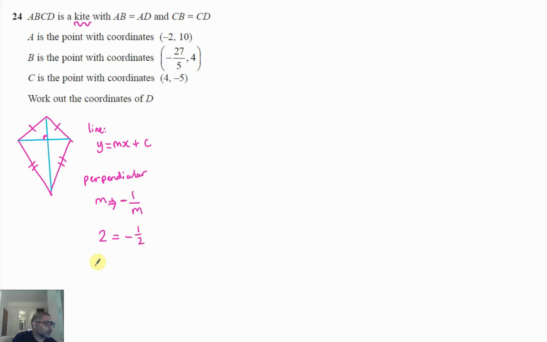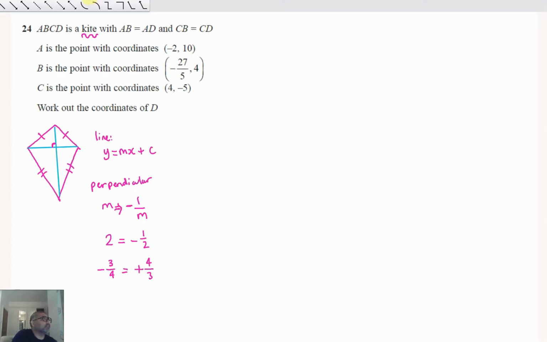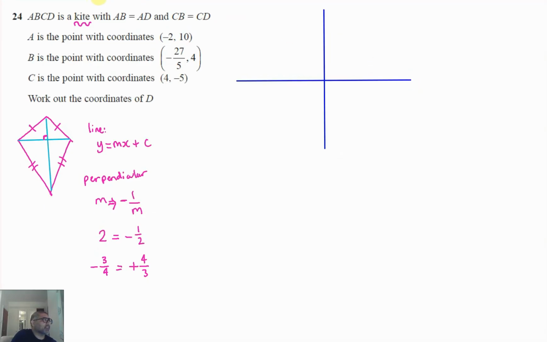If your gradient was already negative, and say it was a fraction, 3/4, it would be the negative reciprocal, so it would be plus 4/3. Okay, so keeping those things in mind, let's get started with this question. So I always find, when you've got a question like this and you've got lots of space, sketch it out in not a perfect diagram, but a neat enough diagram so that it makes sense as you're working it along.